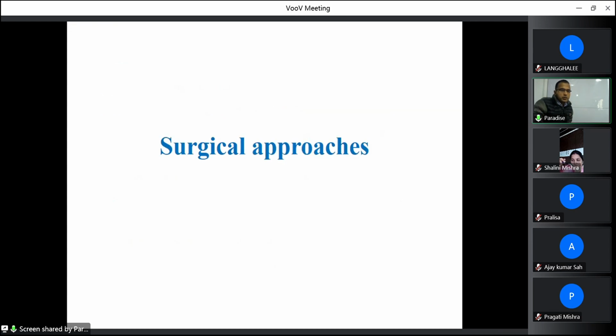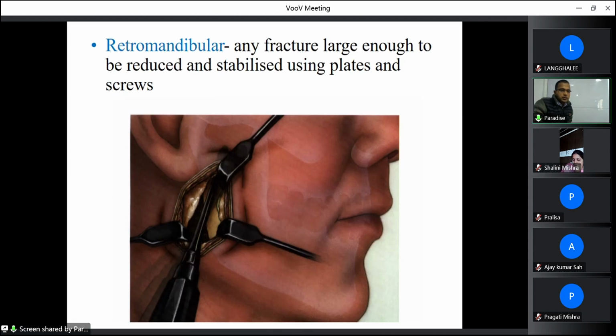Now, the most important surgical approach is for condylar fracture. It's very difficult. That's why most centers will not operate the condylar fracture surgically. When you perform the surgical treatment, you have to go through the retromandibular approach. In the retromandibular approach, the incision is given just posterior to the posterior border of the ramus of mandible, about 0.5 centimeter below the earlobe, and the length of the incision is 3 to 3.5 centimeter.